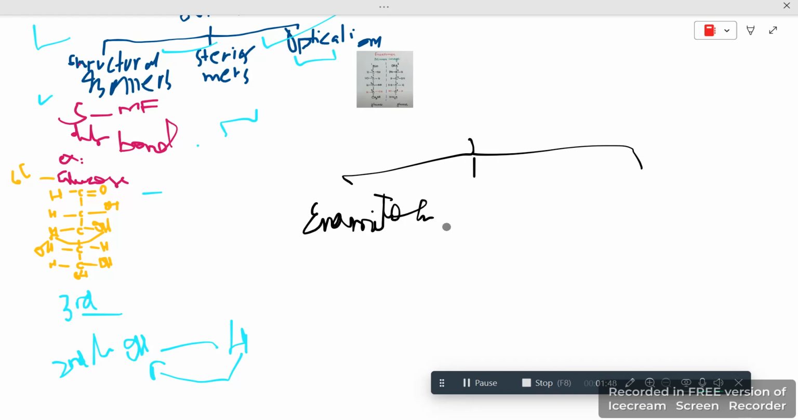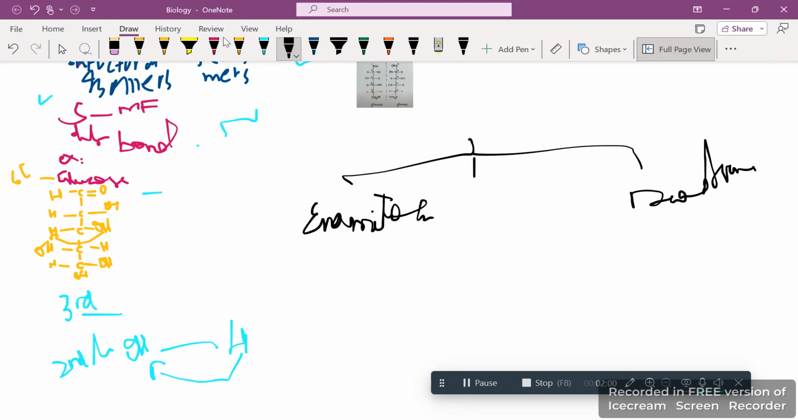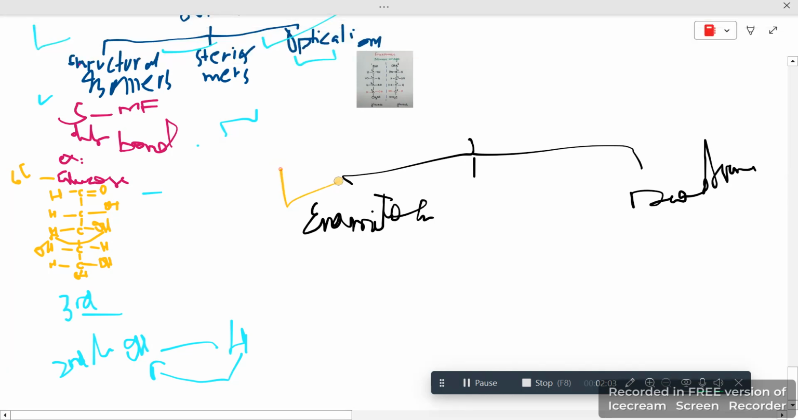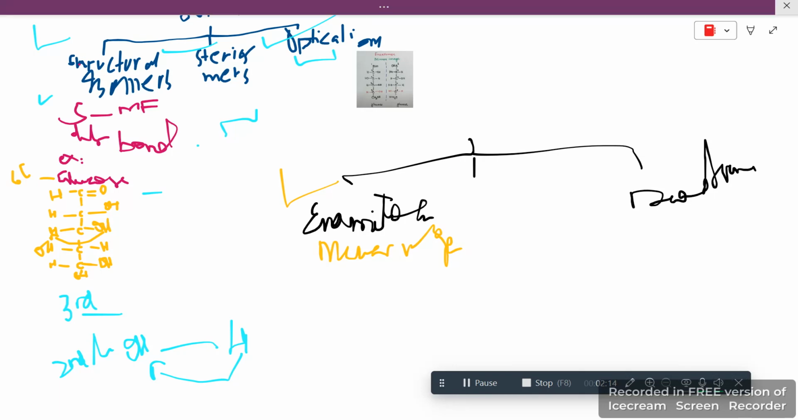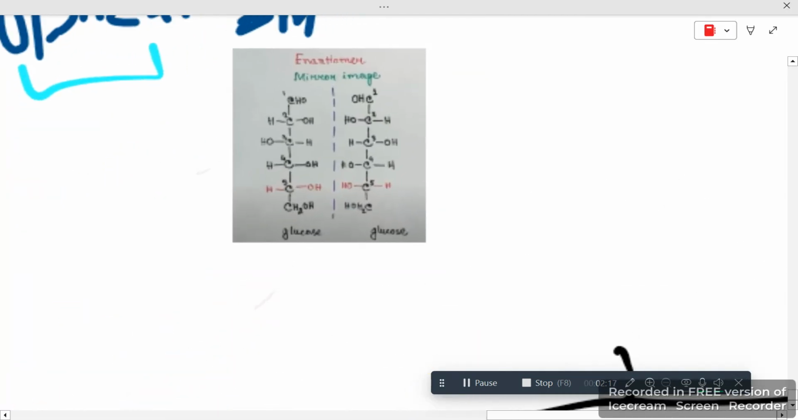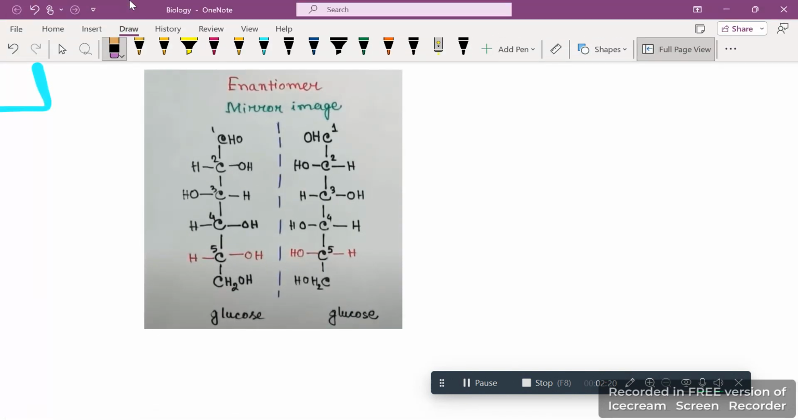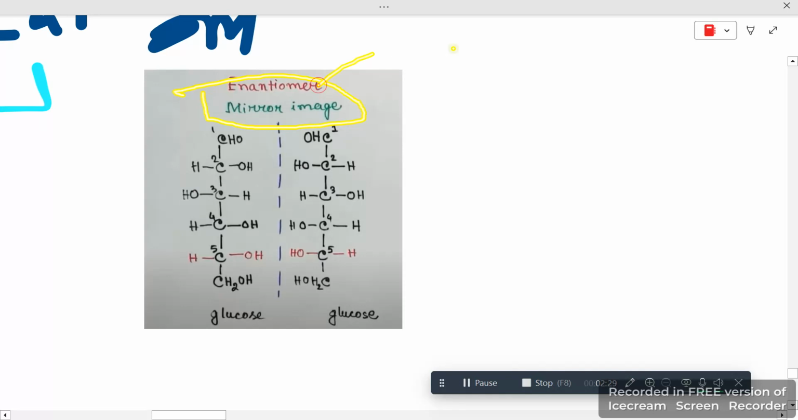Okay, the second one is known as diastereomers. Diastereomers. In the first one, you'll find that there is always a mirror image. Mirror image means what? Let me just tell you. The example I just took a screenshot. Okay, so this is enantiomer and enantiomer. So what was in this? In this you'll find a mirror image. Mirror image of what? Like mirror image is always opposite.